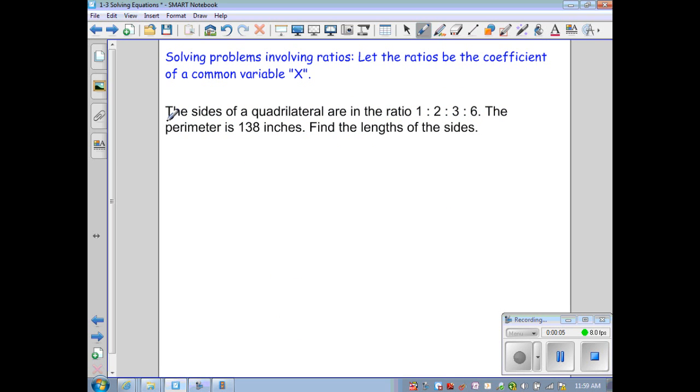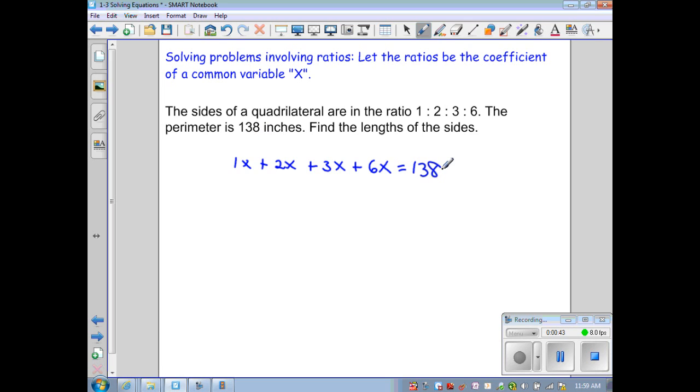Our next problem. The sides of a quadrilateral are in the ratio of 1 to 2 to 3 to 6. The perimeter is 138 inches. Find the lengths of the sides. Here, when we're solving problems involving ratios, we want to let the ratios be the coefficient of a common variable, x. Well, if x is my common variable to each, and these are my coefficients, then I have 1x, 2x, 3x, and 6x. And when I'm finding the perimeter, that means I'm going to find the sum of the sides, and our perimeter is equal to 138 inches.